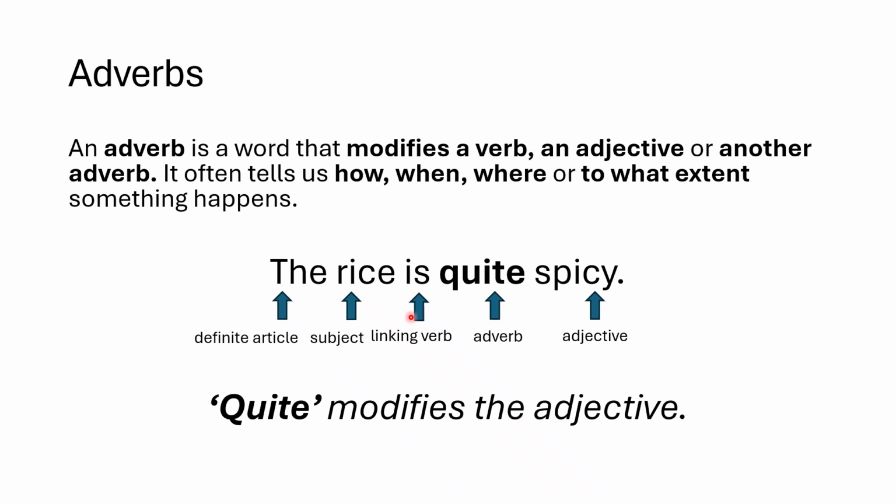The rice is quite spicy. The definite article, the, indicates a specific subject, which is rice in this sentence. The linking verb is makes a predicate adjective that describes the rice, telling the degree. In this case, it is the degree of how spicy the rice is.